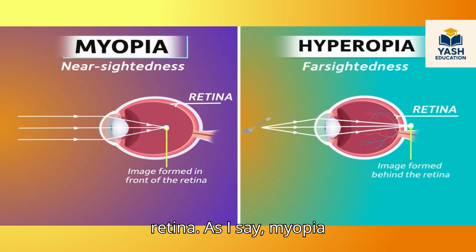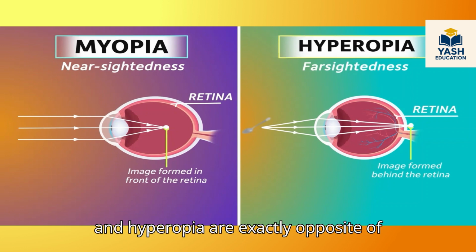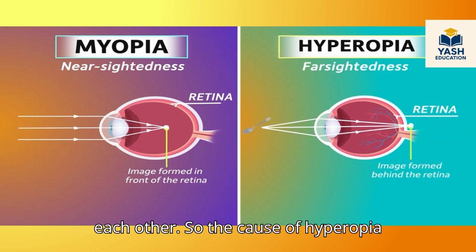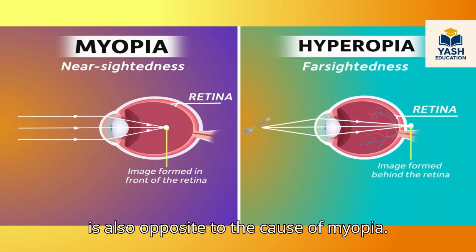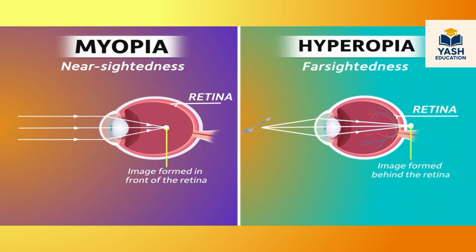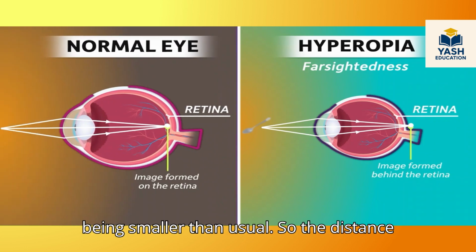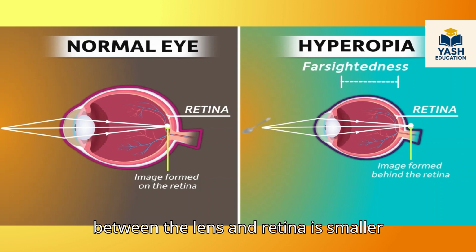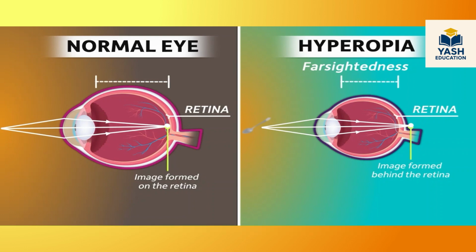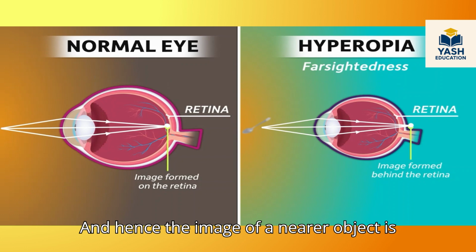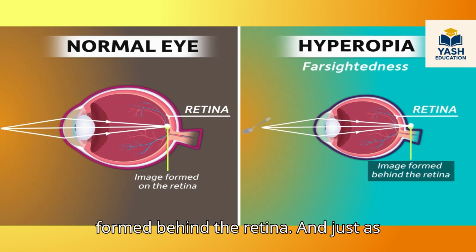As I say, myopia and hyperopia are exactly opposite of each other. So the cause of hyperopia is also opposite to the cause of myopia. This defect results due to the eyeball being smaller than usual. So the distance between the lens and retina is smaller than it should be in a normal eye. And hence the image of a nearer object is formed behind the retina.